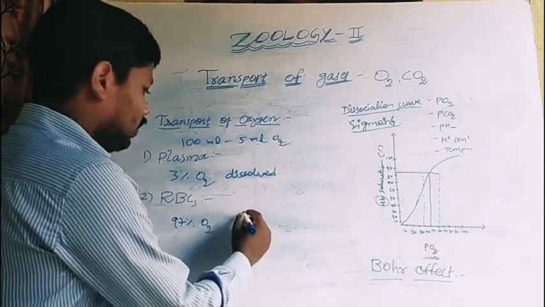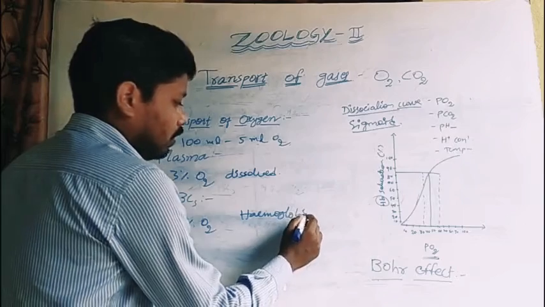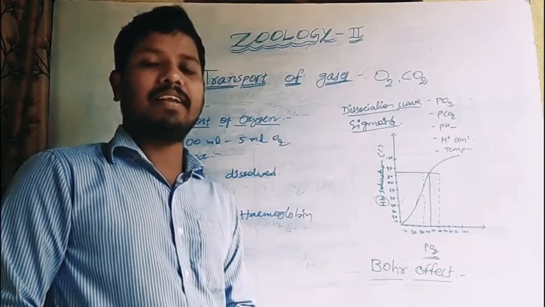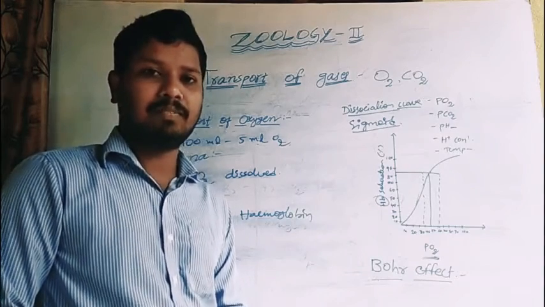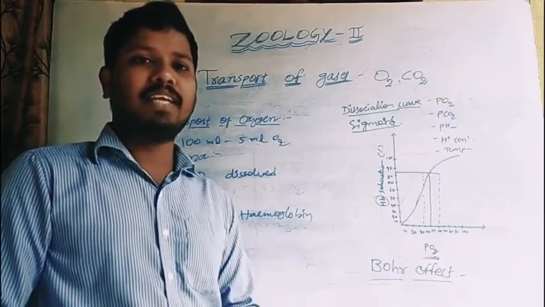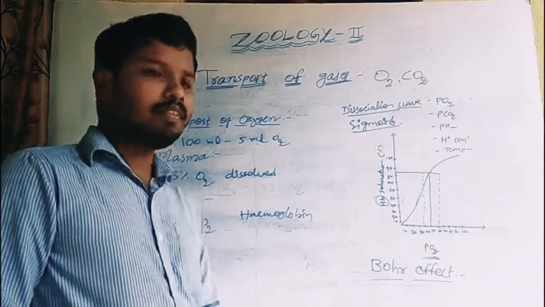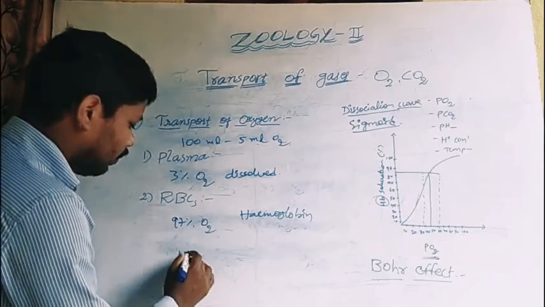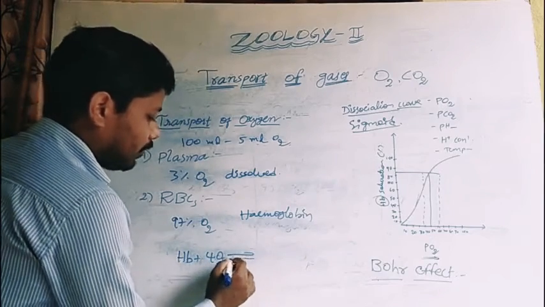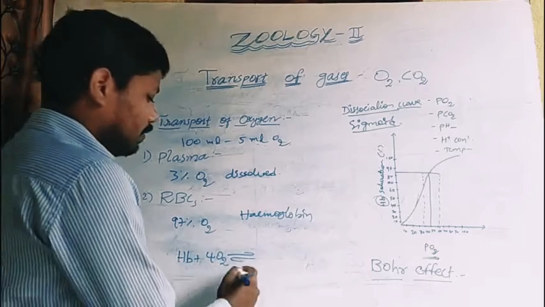Here, hemoglobin. Hemoglobin is a red-colored, iron-containing respiratory pigment which is present in the red blood cells. Each hemoglobin molecule can carry 4 oxygen molecules.